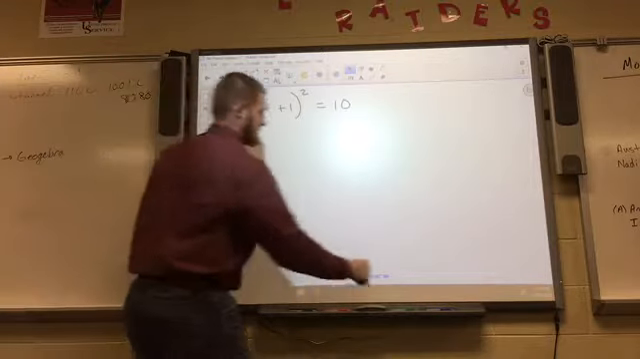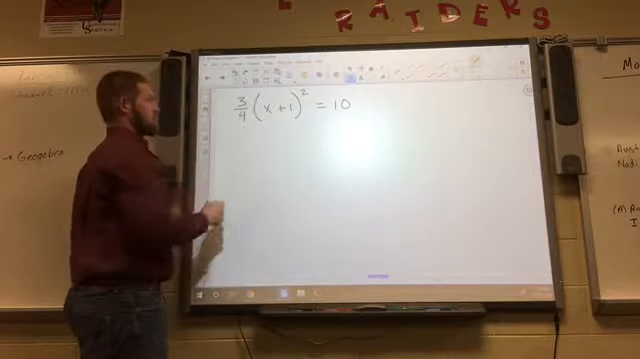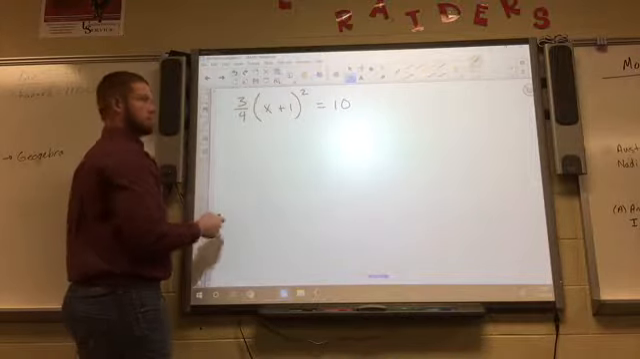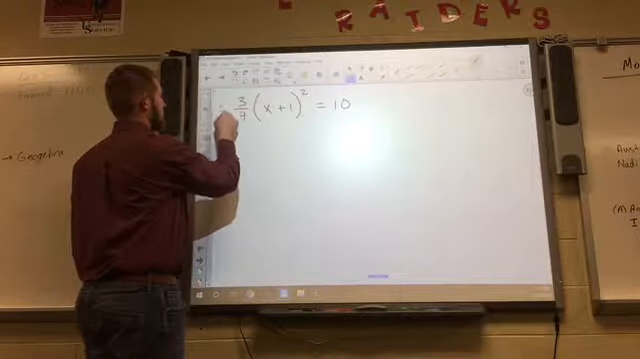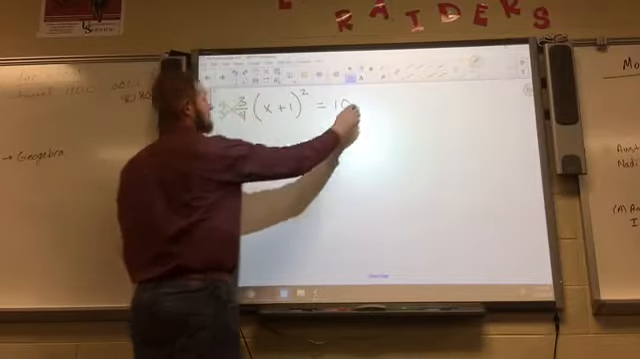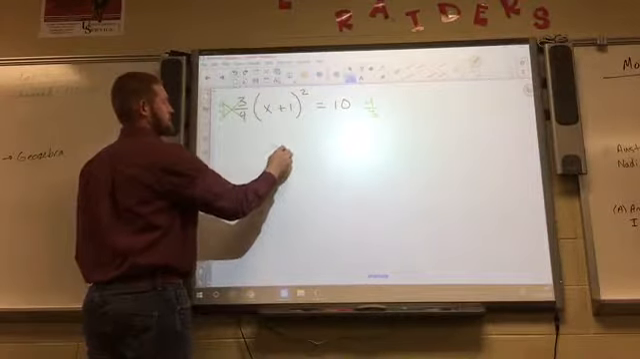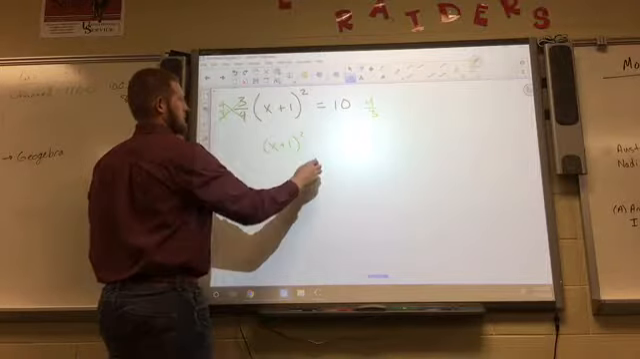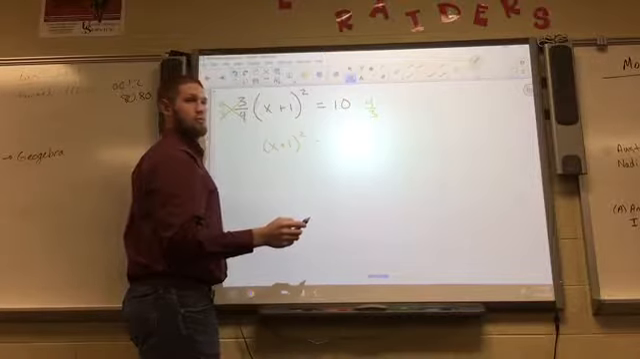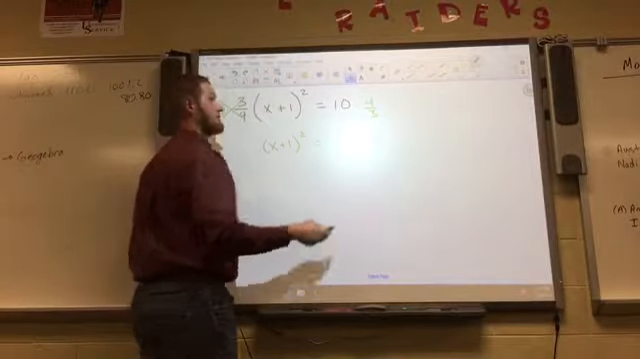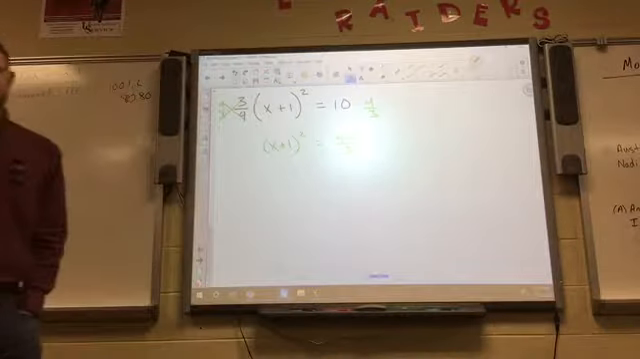Okay, so let's go through this. We're trying to get x by itself, right? Let's get rid of our 3/4 then. How do I do that? Divide, because you're multiplying, so that's the same as multiplying by 4/3. So I multiply by 4/3 on both sides. So now I'm left with (x plus 1) squared equals 10 times 4/3. Like 30 over 40 over 3. 40 over 3. You should be able to do that in your head.